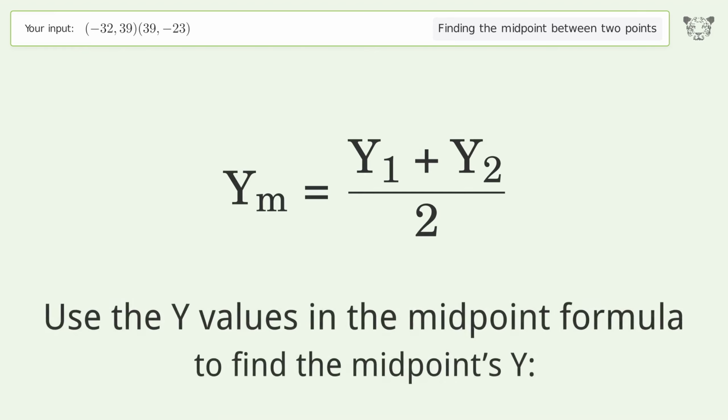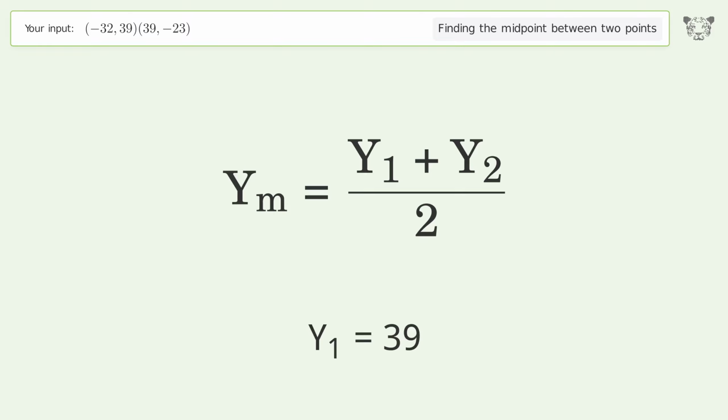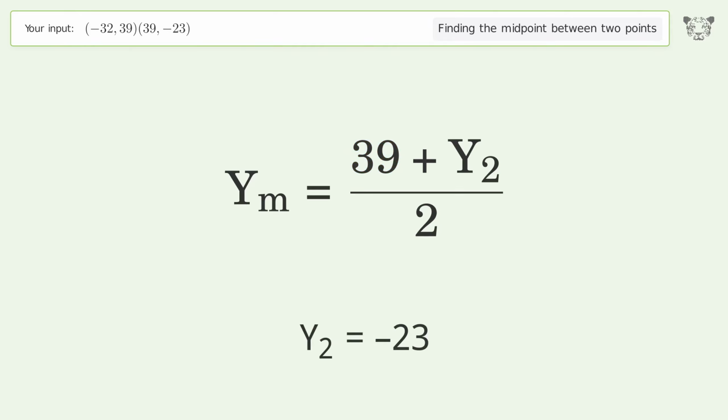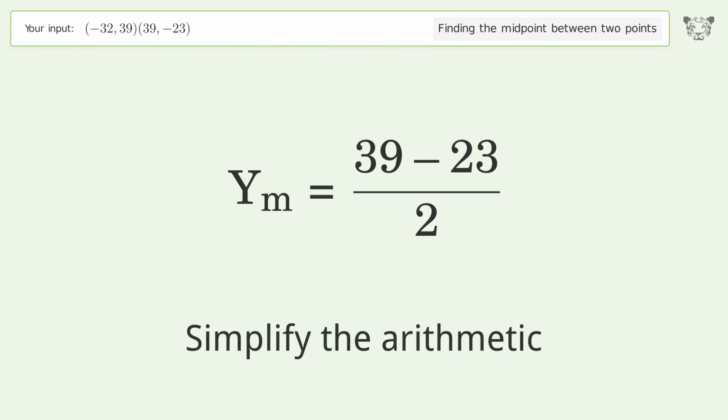Use the y values in the midpoint formula to find the midpoints y. y1 equals 39. y2 equals -23. Simplify the arithmetic.